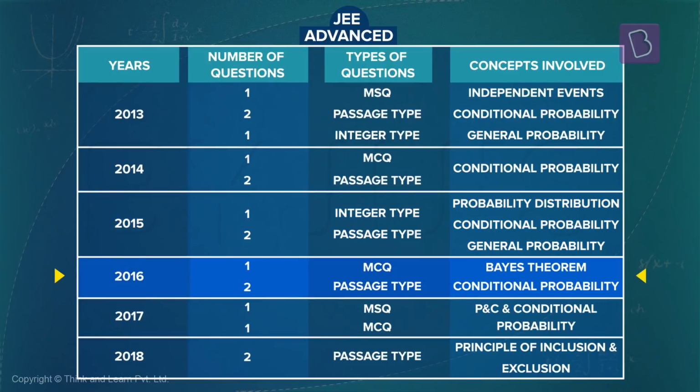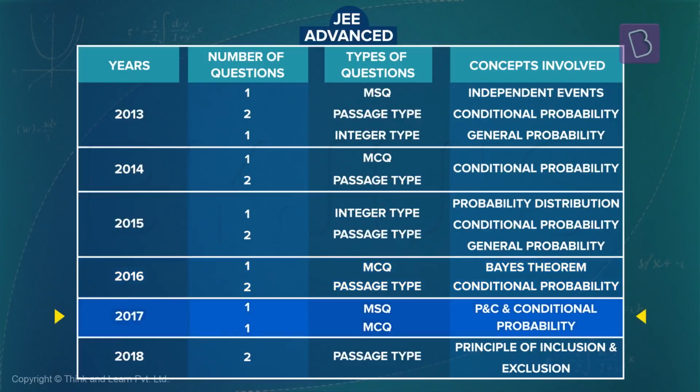2016 was a year which again saw 3 questions, a comprehension passage with 2 questions which followed, and a single correct answer type of question, this time from Bayes' theorem. The passage was based again on conditional probability. So you see, conditional probability and Bayes' theorem, these are really important concepts from this particular chapter.